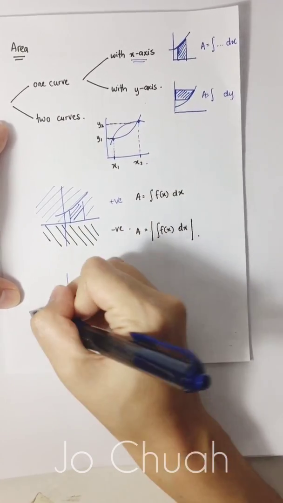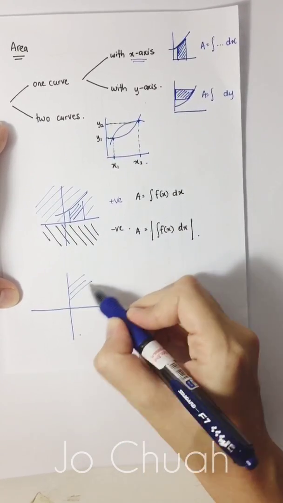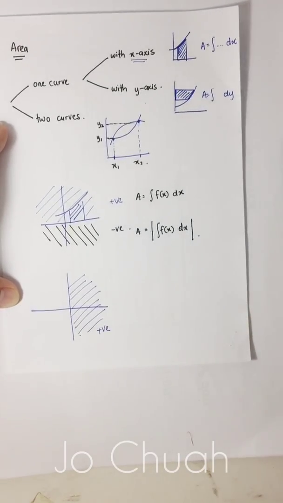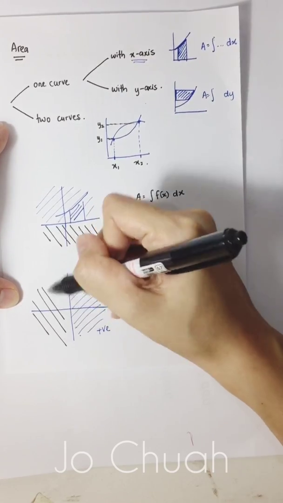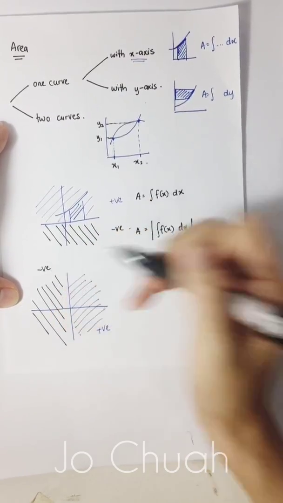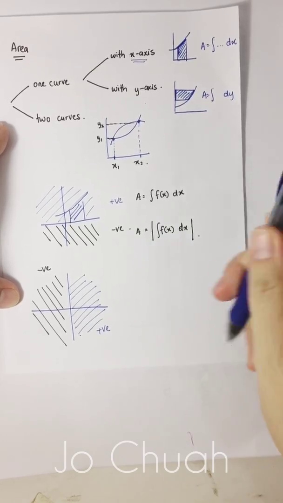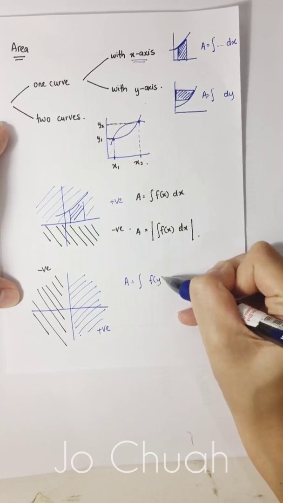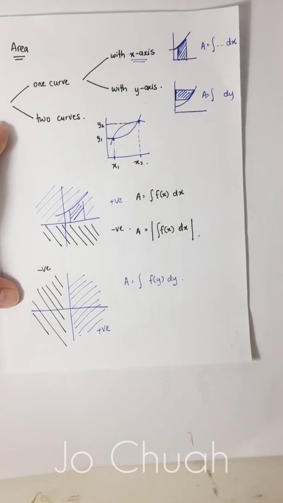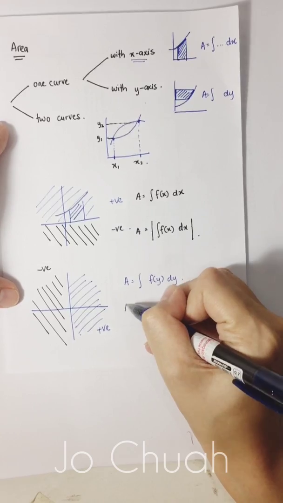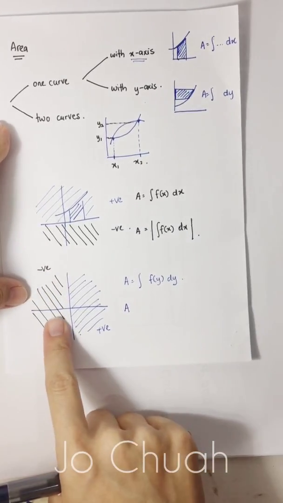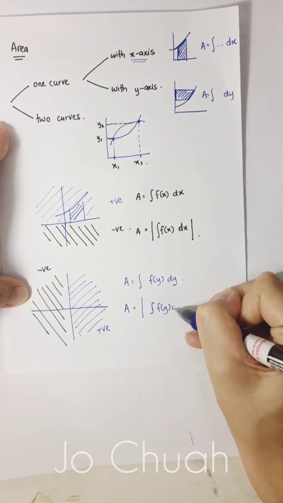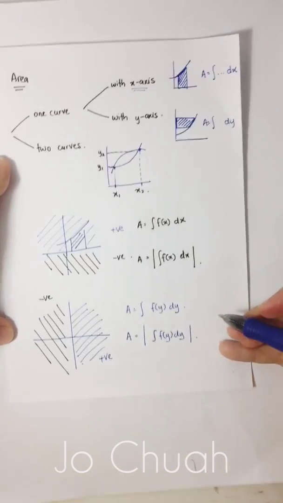The same thing goes for the y-axis. On the right hand side, all of it is going to be positive, and on the left hand side all of it is going to be negative. In other words, if you have something on the right, your area is going to be in terms of y and it's going to be positive right away, or if it's on the left side, you're going to put a modulus so that you don't get a negative for it.